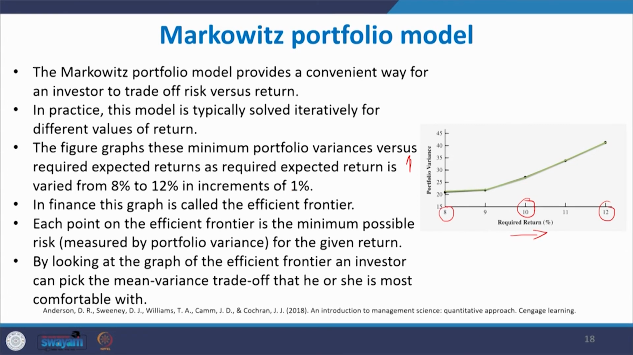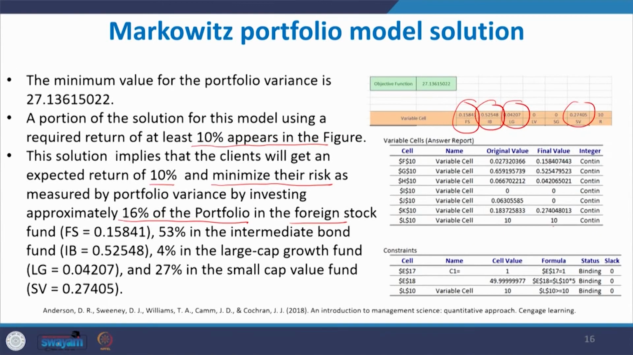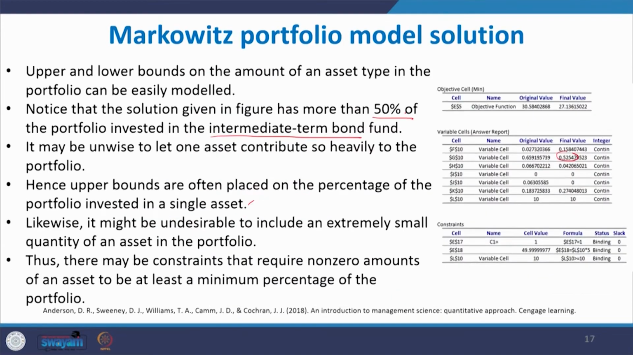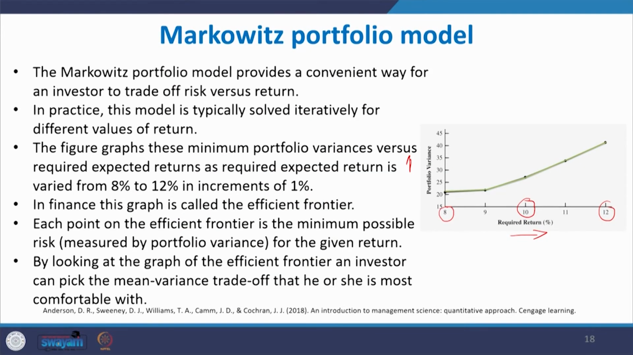What we can do in our problem, what we have discussed here in this model, is change this R bar. Instead of 10 we can put 11, 12, 13, 14, then we can capture the variance. That is what I have done here. Okay, so each point in finance, this graph is called the efficient frontier.